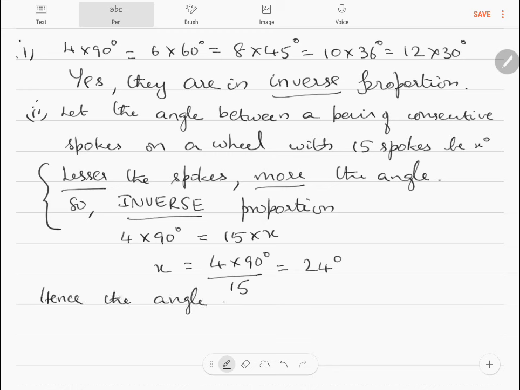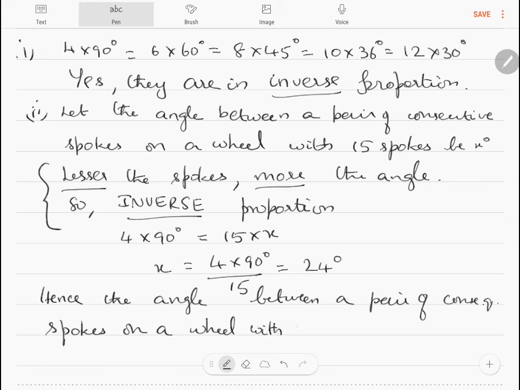Hence the angle between a pair of consecutive spokes on a wheel with 15 spokes is 24 degrees.